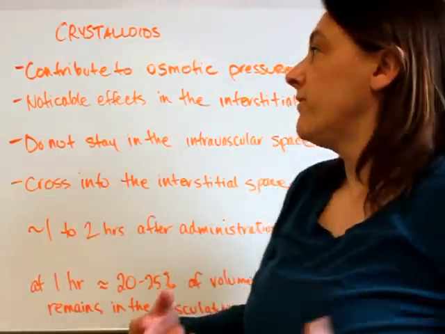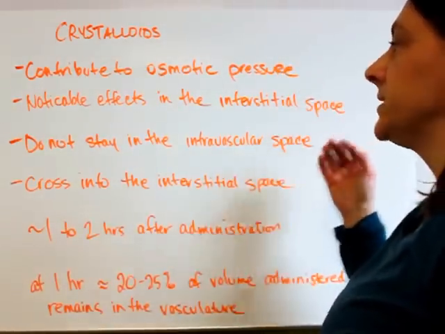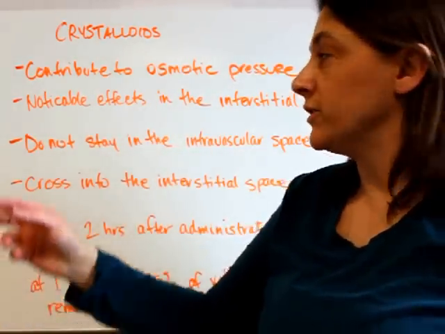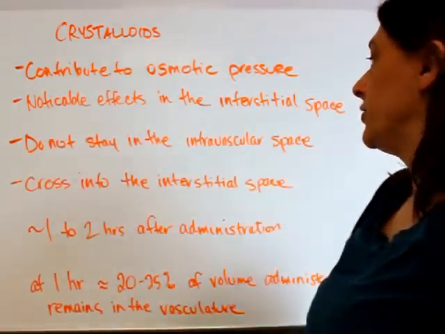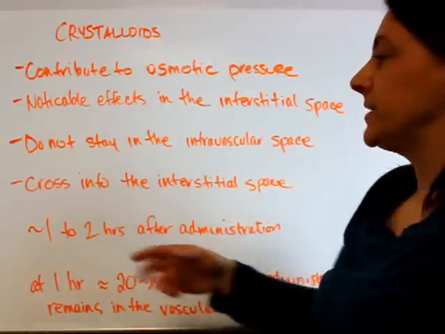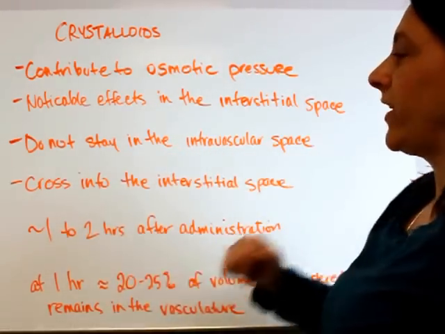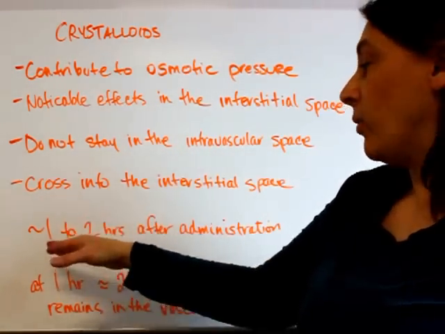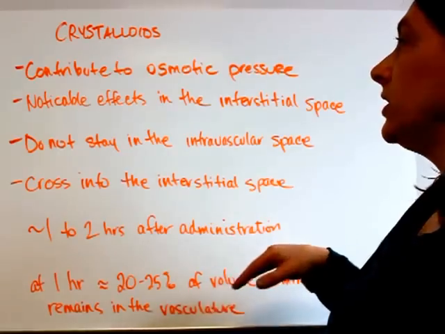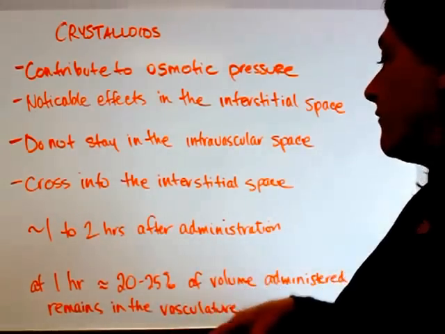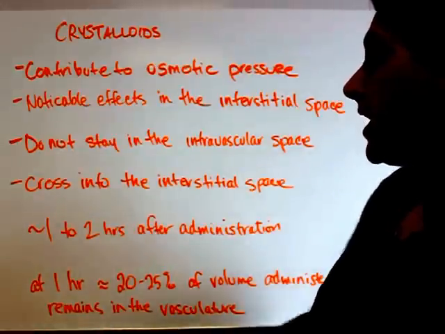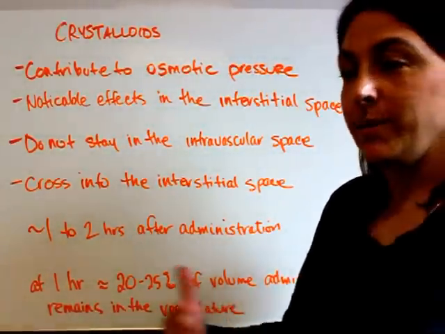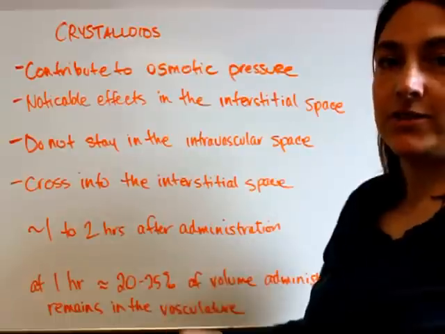They have noticeable effects in the interstitial space, but they do not stay. We place them in the intravascular space, but they do not stay long-term there. Basically, they go straight from the intravascular space into the interstitial space. About 1 to 2 hours after administration, most crystalloids have moved into the interstitial space. At about an hour, 20 to 25% of the volume you administered is still in the vasculature.